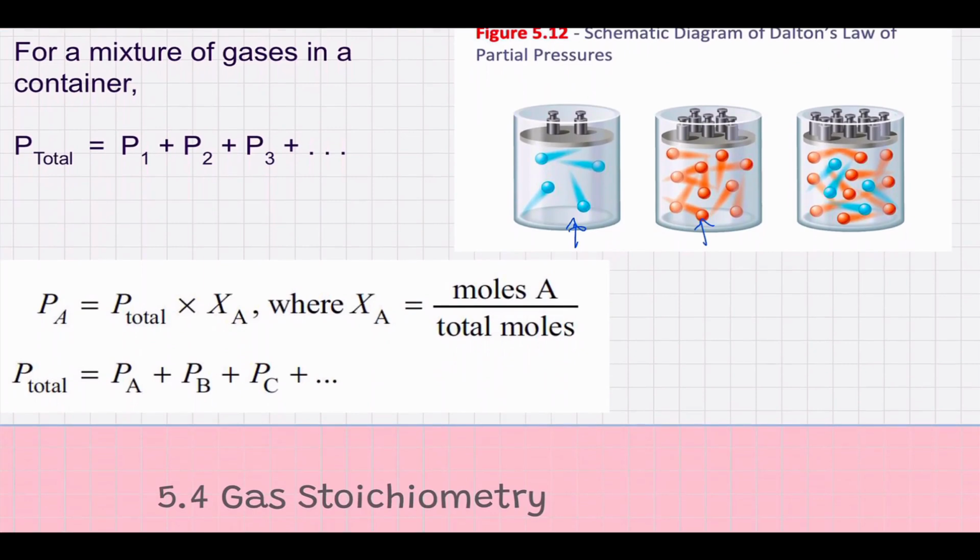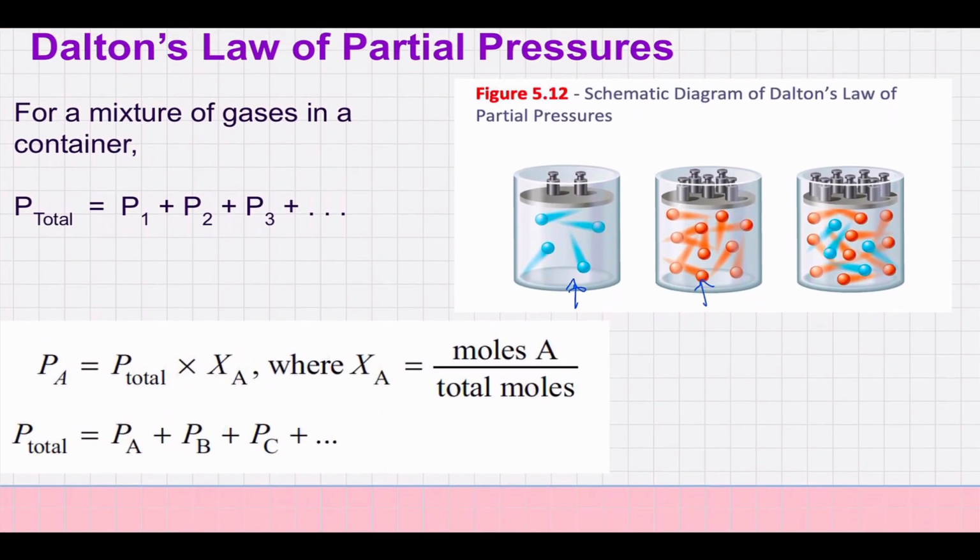We can also calculate the partial pressure of a particular gas by taking the total pressure of the mixture of gases and multiplying that by the mole fraction. A mole fraction is just the number of moles of that gas divided by the total moles of gas in the container. We'll do one problem in just a couple of minutes using Dalton's law of partial pressure.